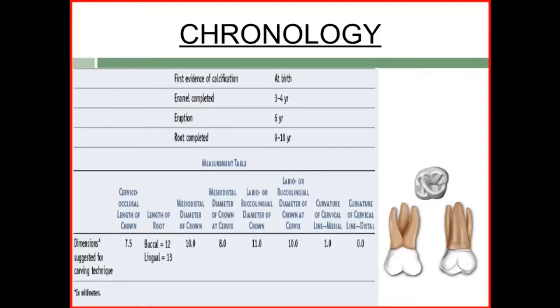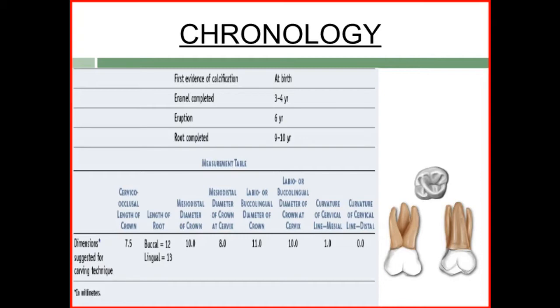Now talking about the chronology of the tooth, the first evidence of calcification is seen at birth. The enamel is completed at 3 to 4 years of age. The eruption occurs at 6 years of age, therefore it is also known as the 6-year molar. The root is completed at 9 to 10 years of age.